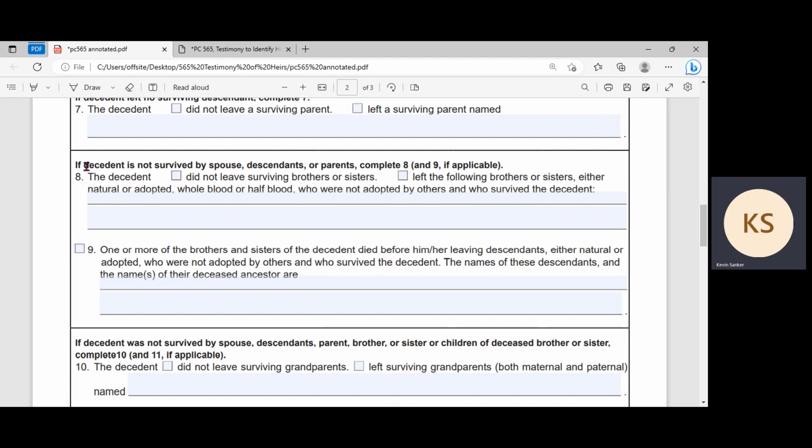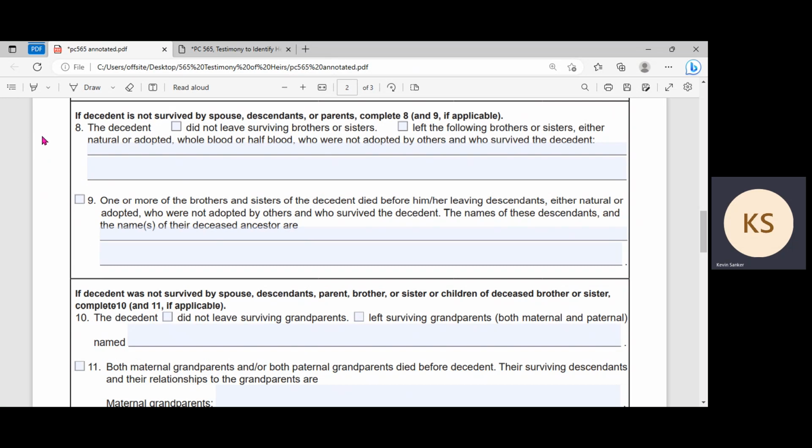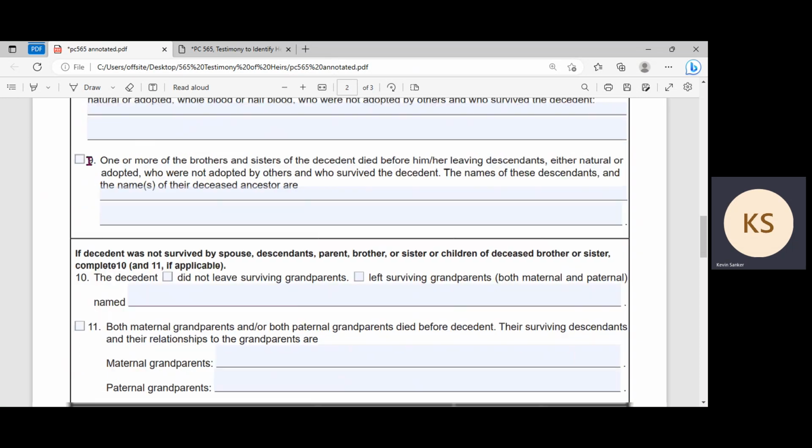That's why it is asking all these questions about who's alive, who's adopted, and in general, who has an interest in the estate. So number 8, if decedent is not survived by spouse, descendants, or parents, complete 8 and 9 if applicable. So again, you may not need to fill this out if it doesn't apply to you, but number 8 says the decedent did not leave surviving brothers or sisters or left the following brothers or sisters, either natural or adopted, whole blood or half blood, who were not adopted by others and who survived the decedent. Check the applicable box and type in the names.